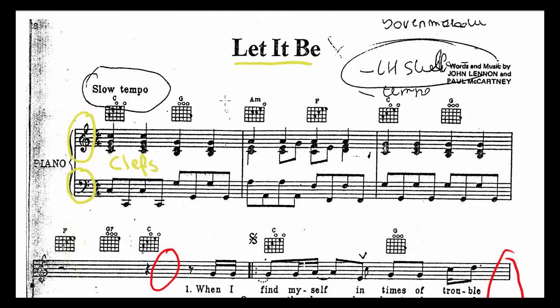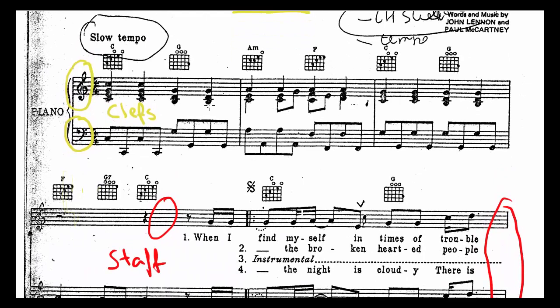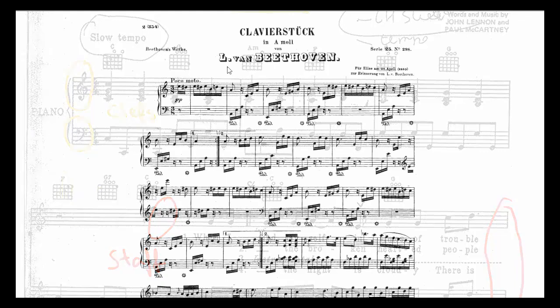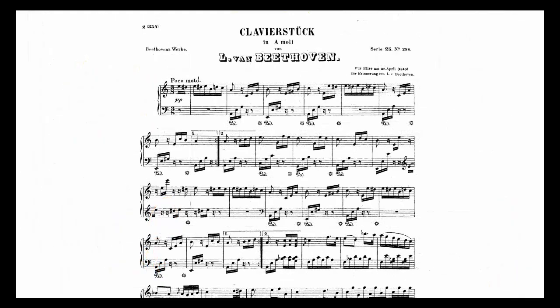And of course, Let It Be is a new song relative to how long music theory has been around. So now let's take a look at a different example of an older piece that you might recognize. As you can hear in the background, we have this very famous piece called Für Elise, written by the great composer Beethoven. Für Elise was composed in 1810, and Let It Be was released in 1970. So that's more than 100 years apart from each other.